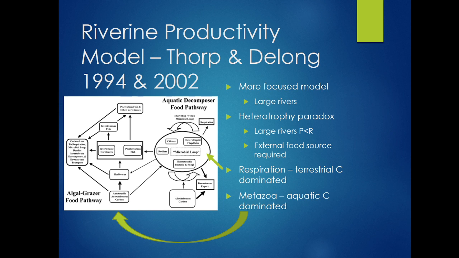This was theorized in 1994 by these two guys, and then in 2002 they had some stable isotope data that really backed up their work. Because they put some limits on this food web model, it's been very successful. A lot of people have been able to use it to explain the ecology in different rivers, particularly larger rivers that have higher respiration compared to photosynthesis.